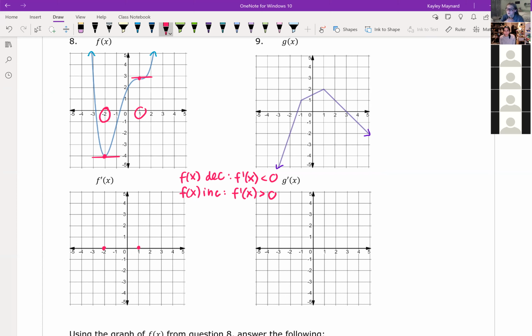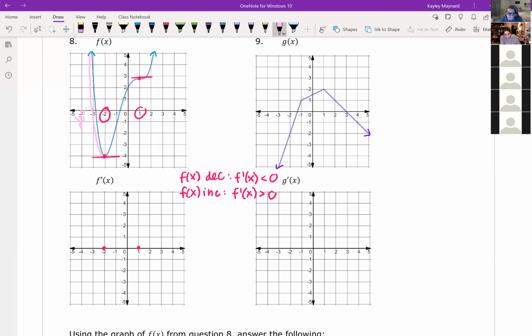So what I like to do is go along my graph of f of x, and label any spots where my function is increasing or decreasing. And then I just translate that onto my graph of f prime of x. So I'm going to come along my graph of f of x, and I'm just going to start on the left-hand side. So if I come down here, this is decreasing, decreasing, decreasing, decreasing. And when I say decreasing, I mean the outputs are decreasing. So this whole section right here is decreasing.